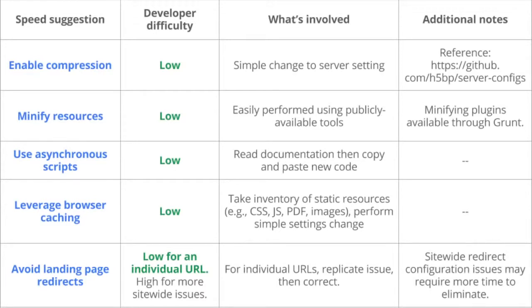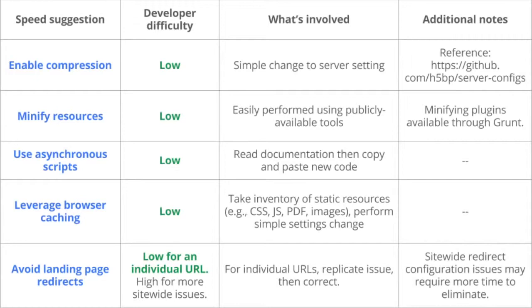First is to enable compression. Enabling compression is zipping resources so there's less data to transfer between your web server and the client. It's a simple settings change on your server's configuration file. Minifying resources can be easily performed through publicly available tools. Using asynchronous scripts is largely a matter of copying and pasting new code snippets to replace older versions. To leverage browser caching, you can simply add appropriate HTTP headers to your resources.